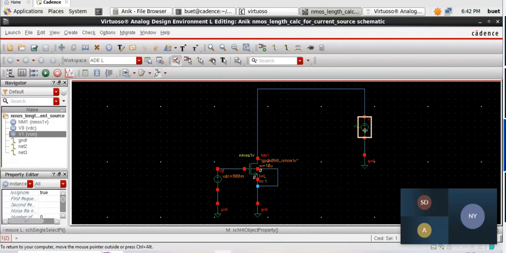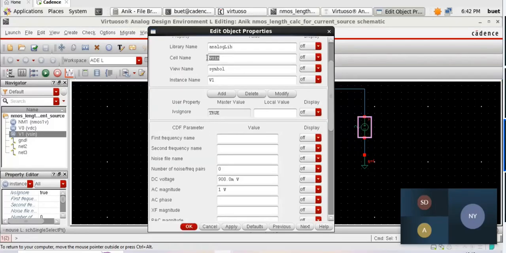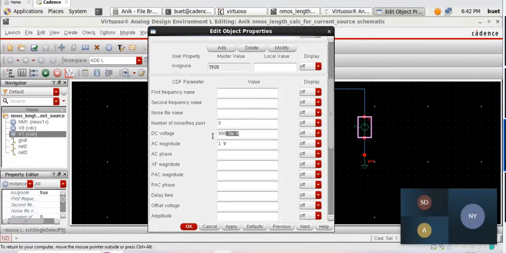And what is the structure of this particular source? This source is basically a V sinusoidal. Again, it is from the analog lib library, and I have taken a DC voltage of 900 milli and an AC magnitude of 1 volt. Now, what is the intent of these things? I need to calculate the resistance, so I need some AC value. For that purpose, the AC magnitude is 1 volt, and this DC voltage here is acting as a kind of VDD. So that ensures that your power supply is taken into account. So that is your DC supply.